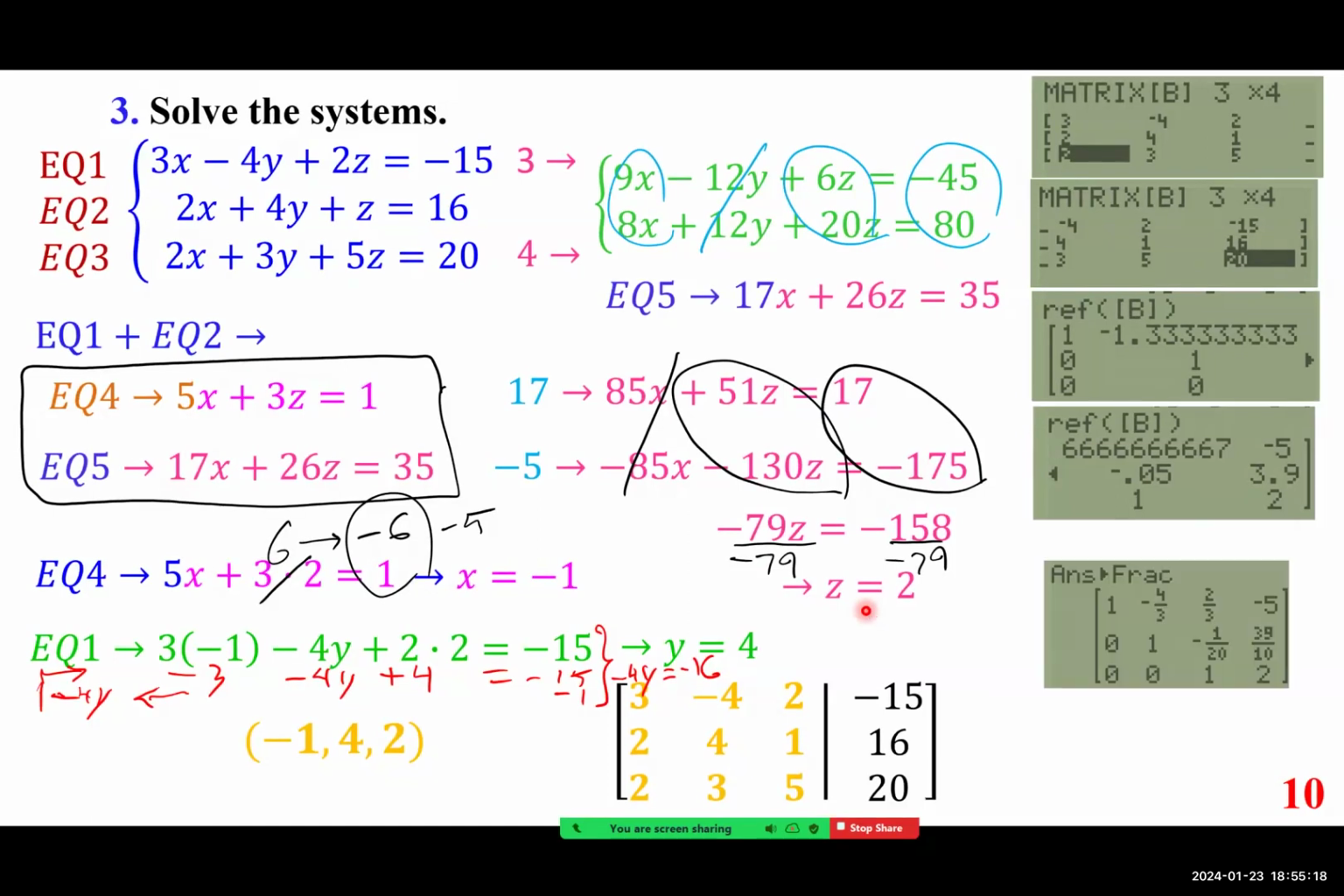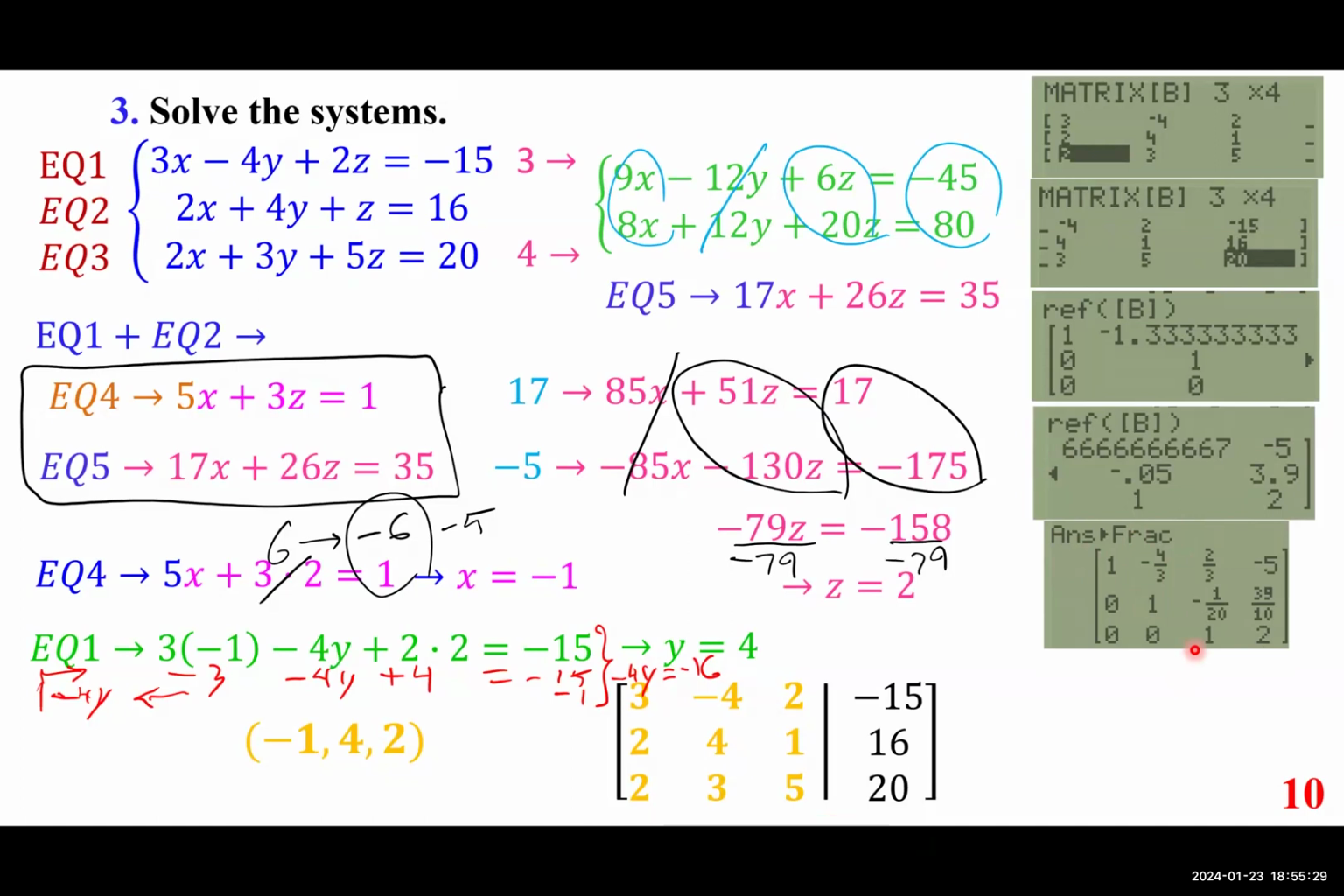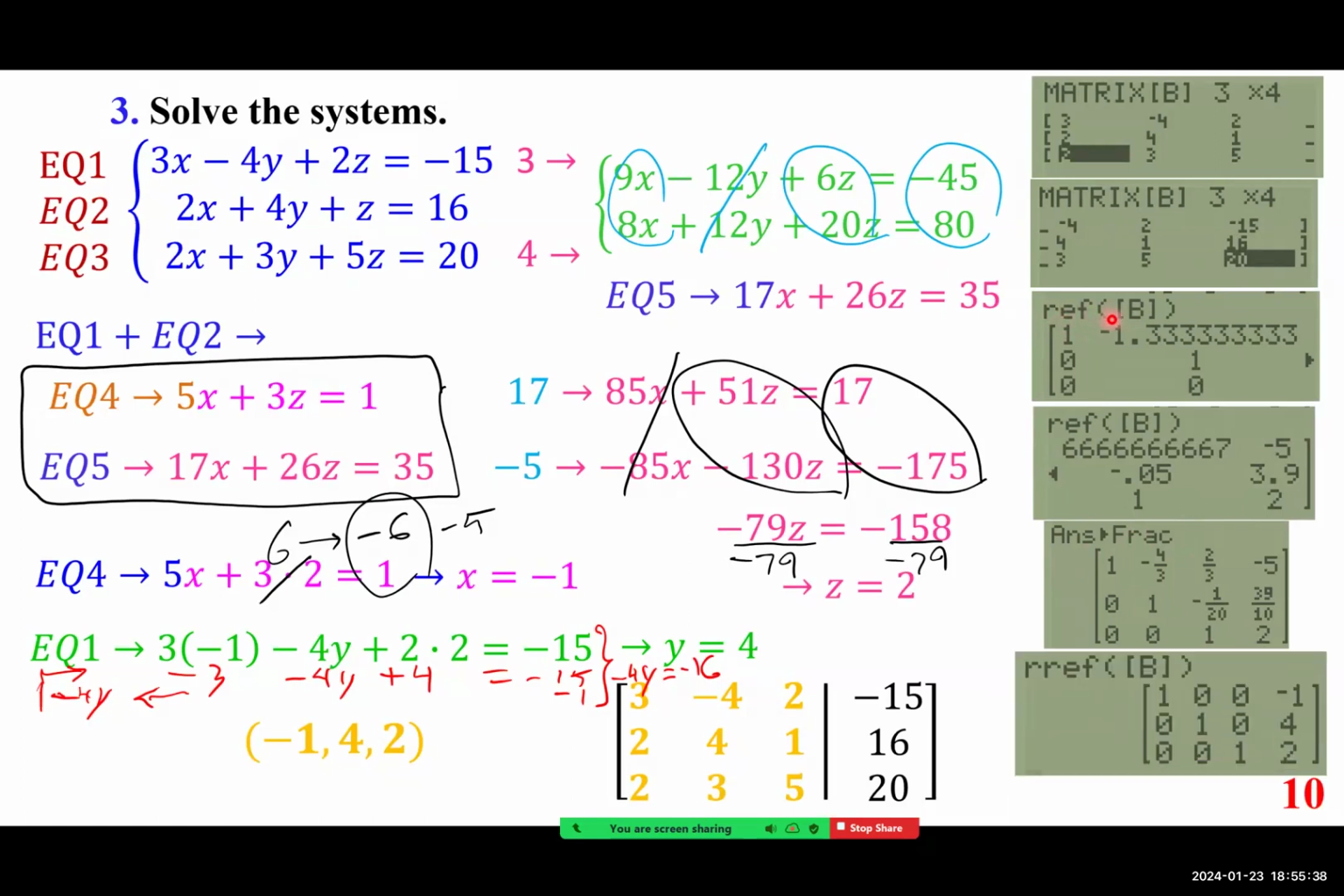You can change the answer to fractions, okay? And that gives you the precise answer. However, if you do, instead of REF, which is row echelon form, RREF, reduced row echelon form, then in one shot I have the answer. Look at my answers here. Here's the answers. Here's what we got by hand, and everybody's happy.